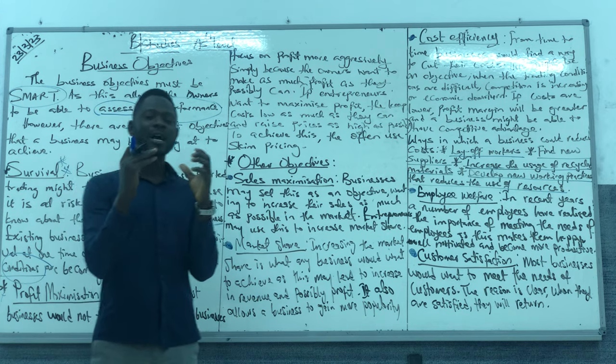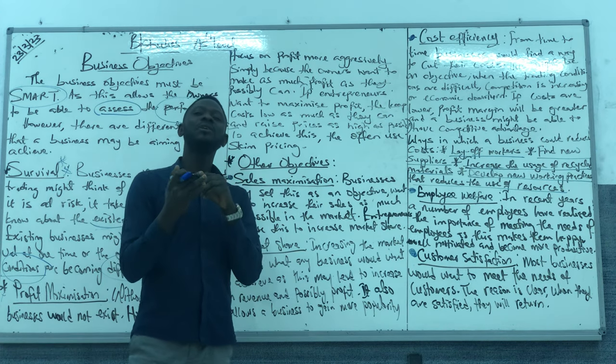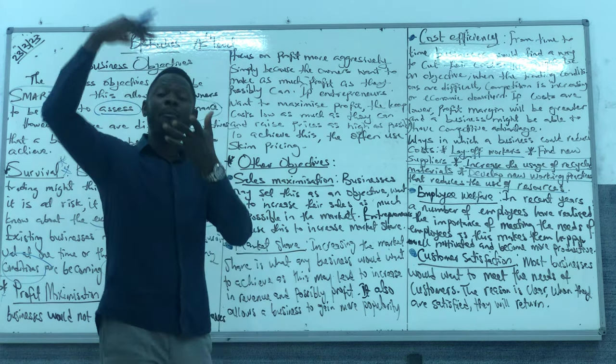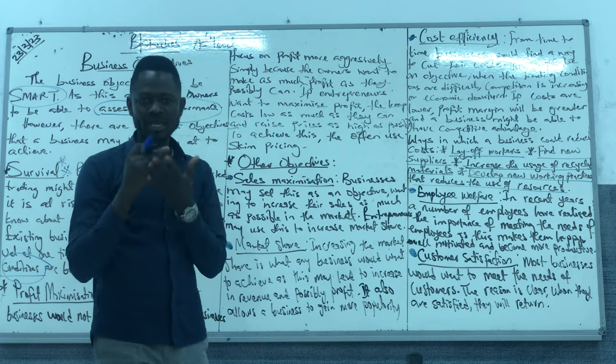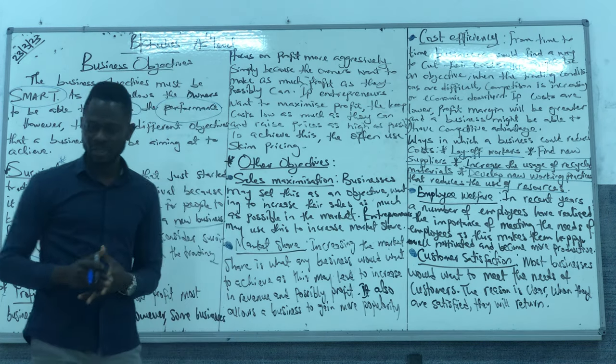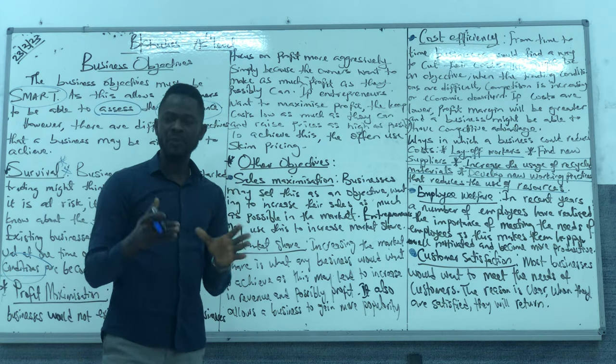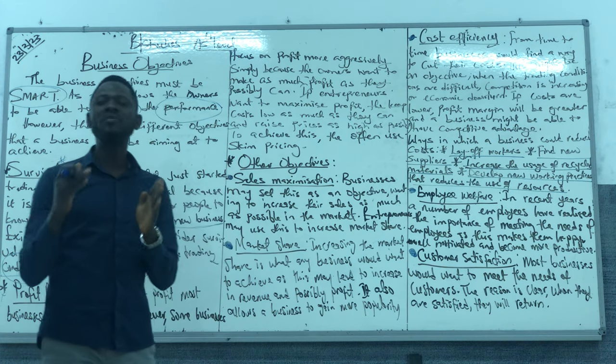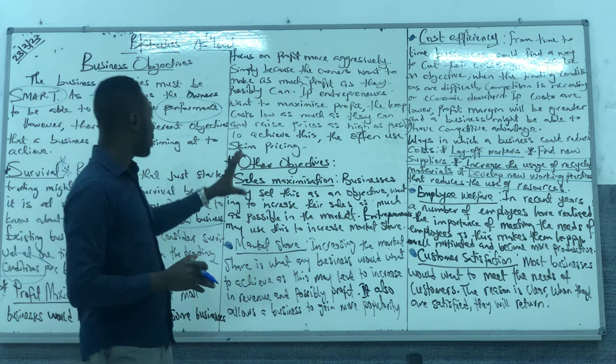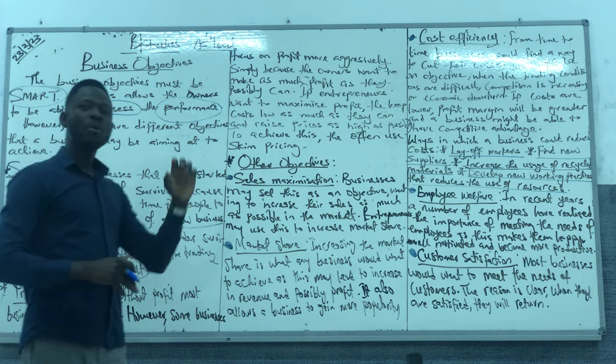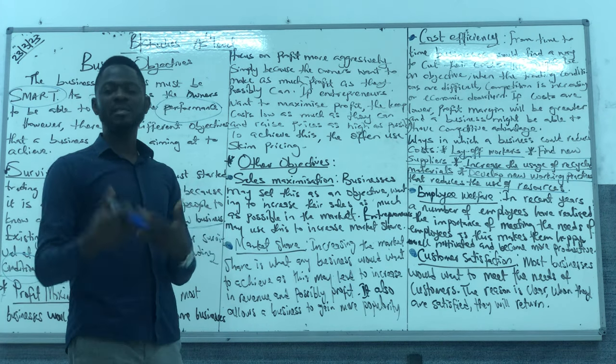Whenever a business is able to increase its revenue above the total cost, then the business is making a profit. But profit is different from profit maximization. Here we're talking about profit maximization. Why would businesses think about profit maximization?